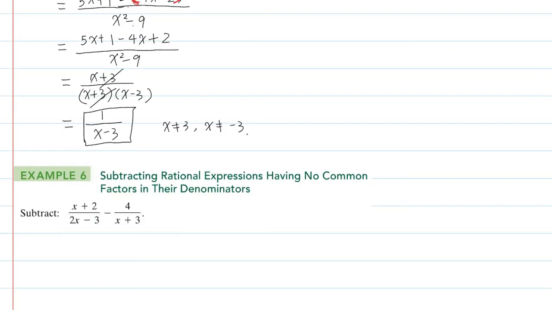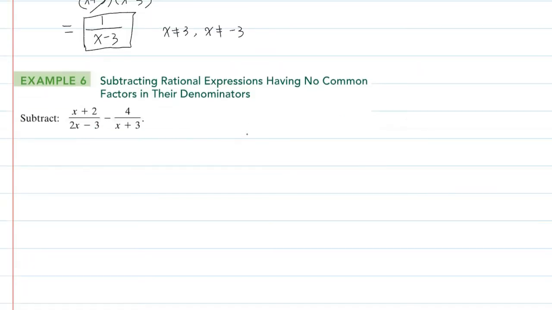Let's take a look at example 6. Alright, example 6 is a little bit complicated. So it's subtracting the rational expressions having no common factor in their denominator. Okay, so for this case, what I want to write down right here is something you can use almost like a formula.